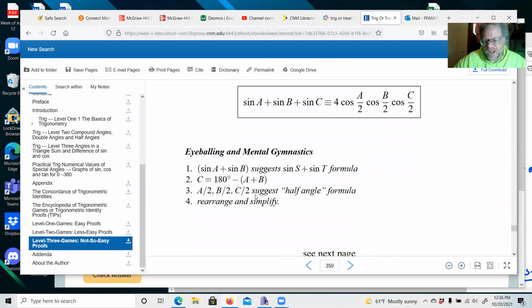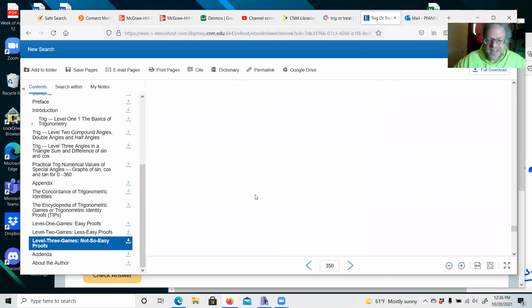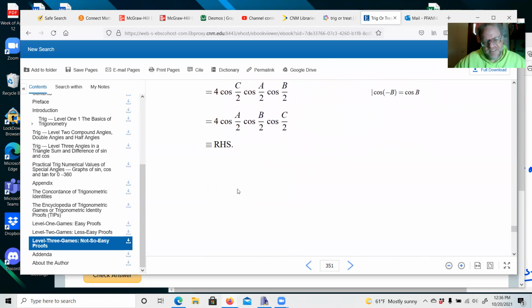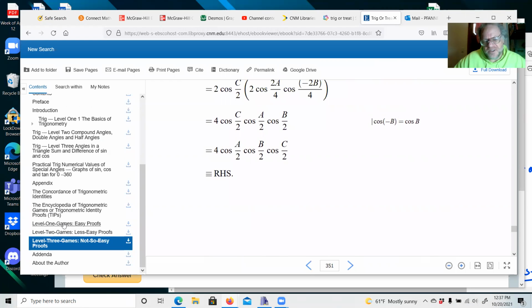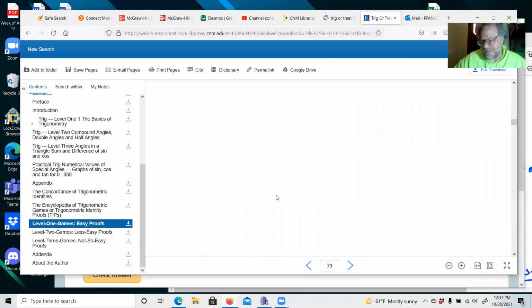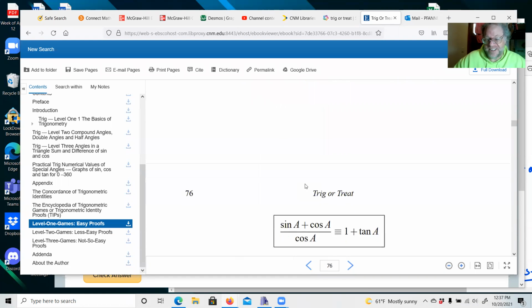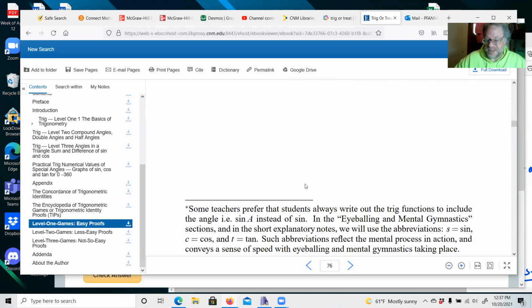Oh, half angles. Okay. That's delightful. Okay. Sum and difference formula. Oh, these are going to be great. So these, even though they don't look like they're easy, by this book's characterization, they're the easy proofs. All the ones we just did, they're the easy ones. You're welcome to disagree with that assessment, because they can be a little tricky.